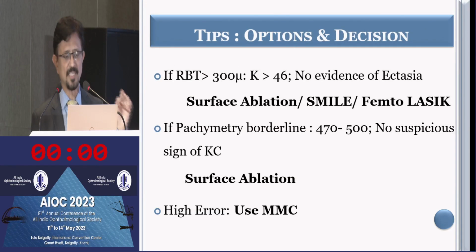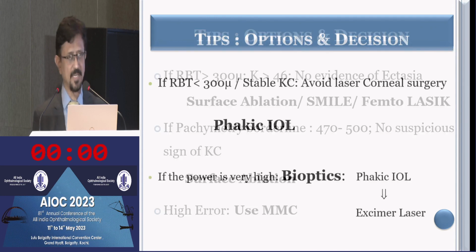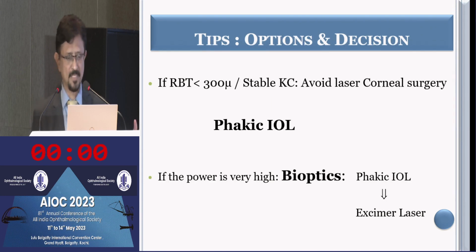But if the cornea is steep, we should avoid use of microkeratome because it can cause a buttonhole. If the cornea is flat, we should again avoid microkeratome because it can cause a free cap. And surface ablation can be done using mitomycin C.